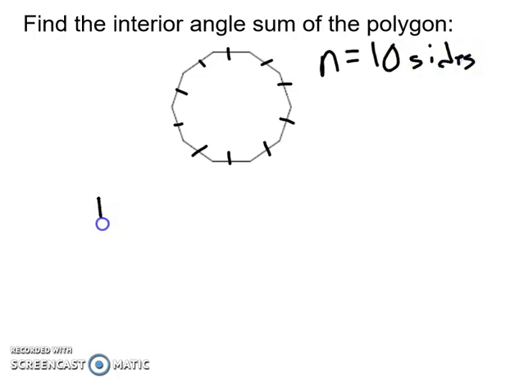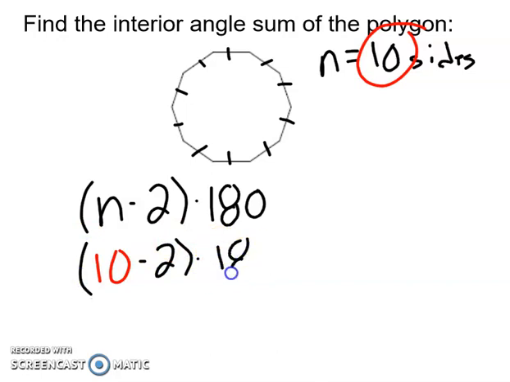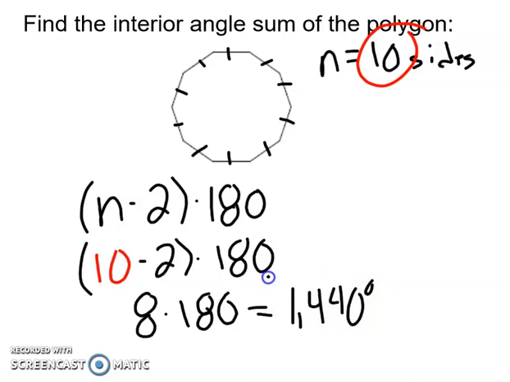I'm going to go back to my general formula to find the total sum. That's the number of sides minus 2 times 180. Well, I know that n is 10. So now we do 10 minus 2, which is 8. 8 times 180 will then give us the total. And 8 times 180 is 1,440 degrees.